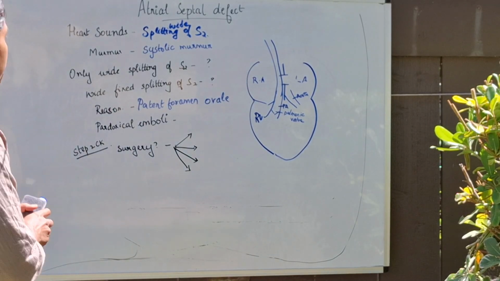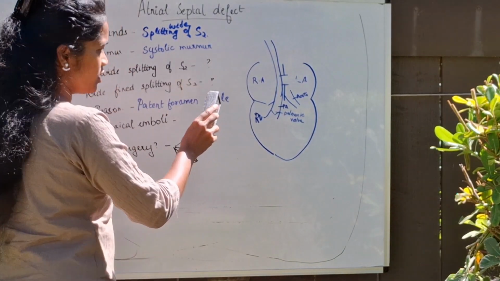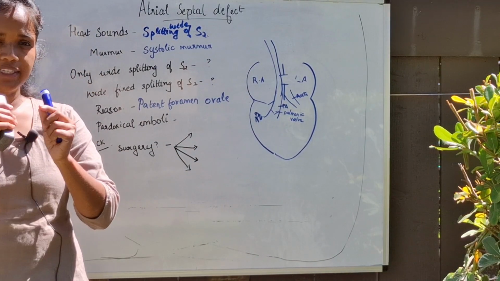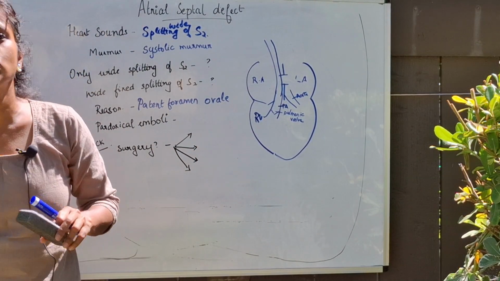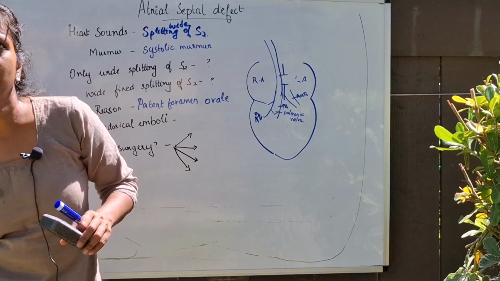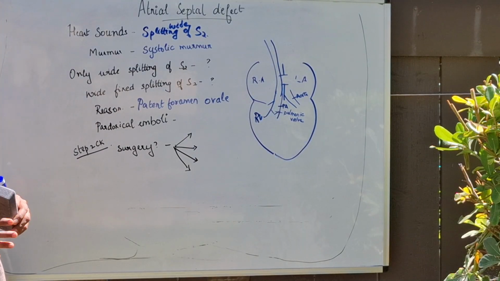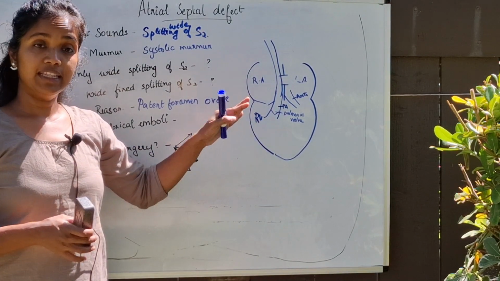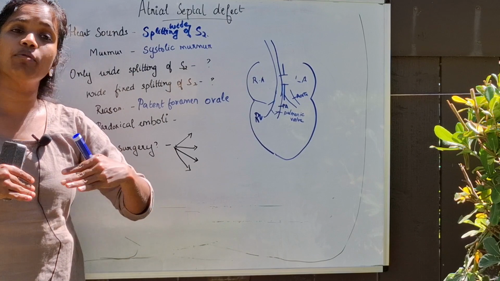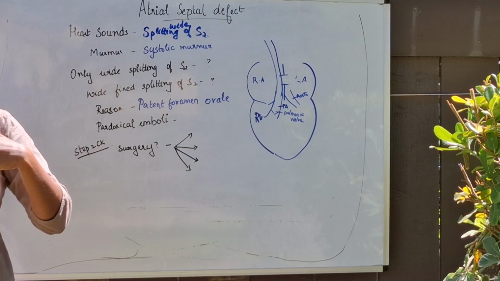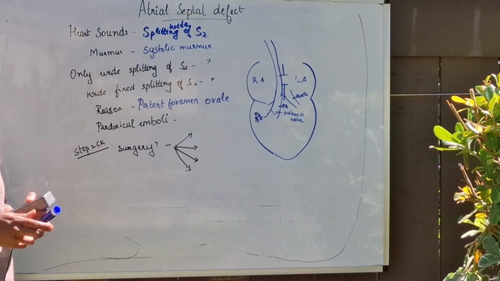Let's continue with wide splitting of S2. As I told you, the pulmonic valve takes a few more extra milliseconds to close, right? So it follows the aortic valve. But when there is right ventricular hypertrophy, then it takes even more time for the right ventricle to empty into the pulmonary artery. That's what you should know.